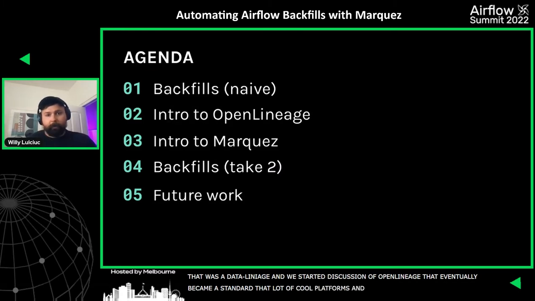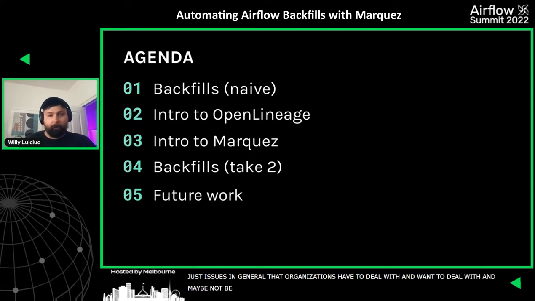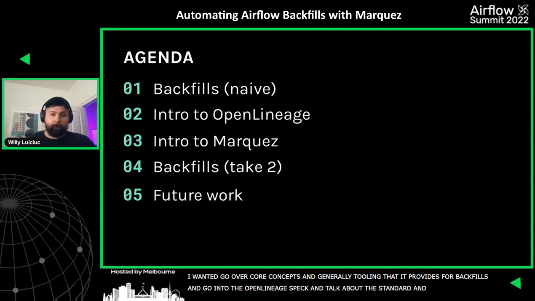So really quick, what I'd like to cover today is backfills, sort of the naive way. There are different classes of backfill, of data quality issues, or just issues in general that organizations have to deal with, want to deal with, and maybe are not capable of dealing with yet. So I just wanted to go through the core concepts and generally the tooling that Airflow provides to do backfills. Then I want to go into the OpenLineage spec, talk about the standard, generally what the shape of the event is that's being captured and emitted by the integration that we have with Airflow, and then talk about Marquez and how that metadata is eventually stored.